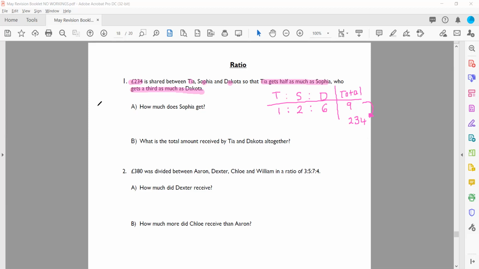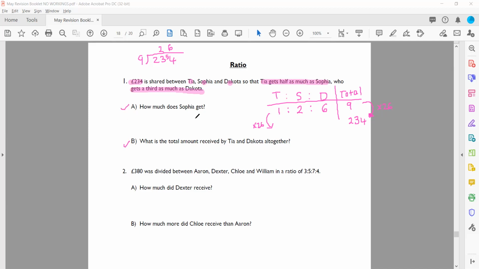And I would recommend doing that in a bus stop. So if we go 234 divided by nine goes into 23 twice with a remainder of five, and nine goes into 54 six times. So nine will divide into 234 26 times. So we can now times each of those ratios by 26, and that will tell us how much money Tia got, how much money Sophia got, and how much money Dakota got. You can then have a go at answering questions A and B.